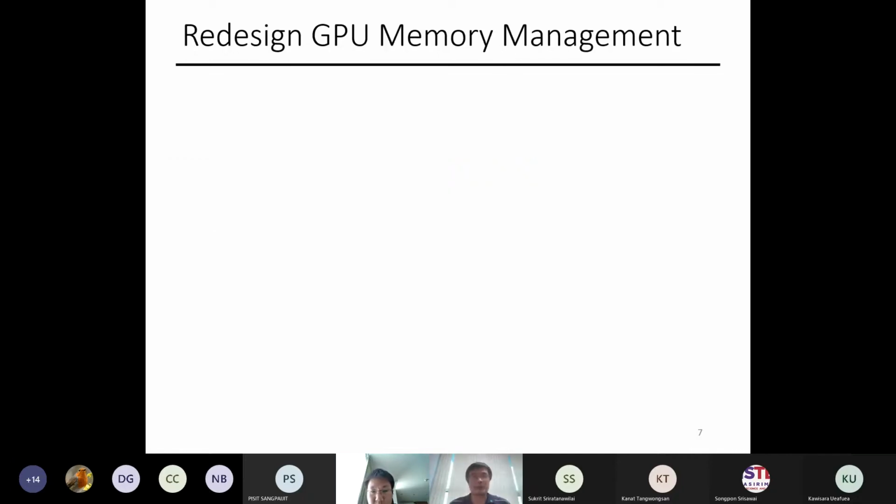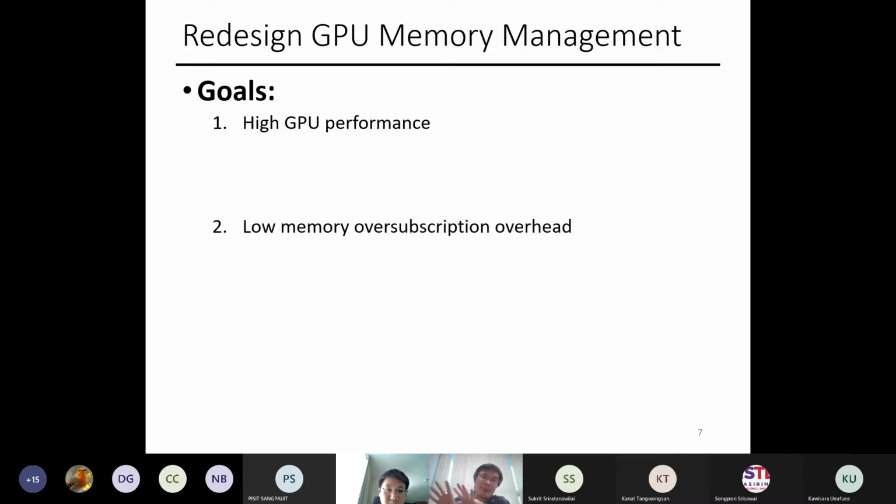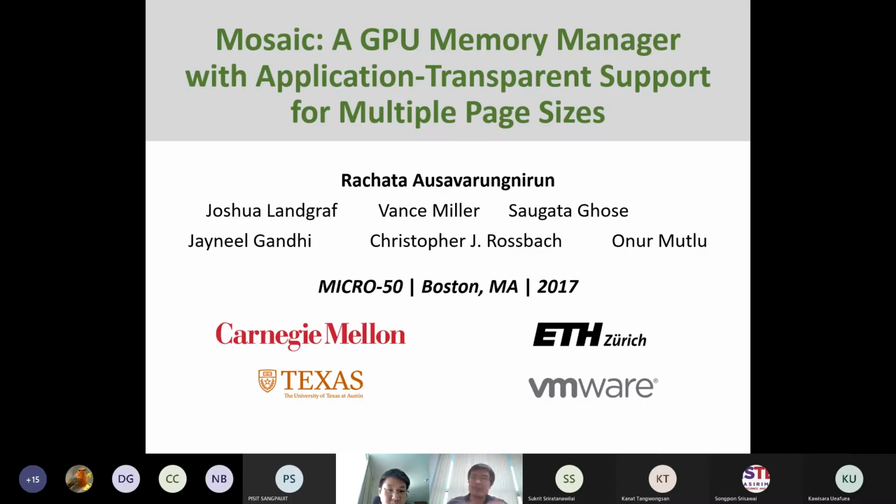So I'll first go over the design goals of what we want to propose to address the problem. First, we want to make sure we have high GPU performance. We want to manage the GPU memory in a way that you can still deliver really high performance. You also want to make sure that when you are using too much memory, the overhead is not too high, right? I'm going to first cover the first goal through our work called Mosaic.